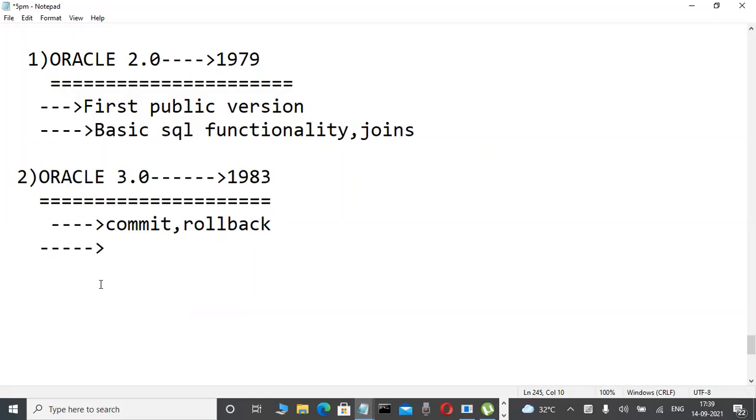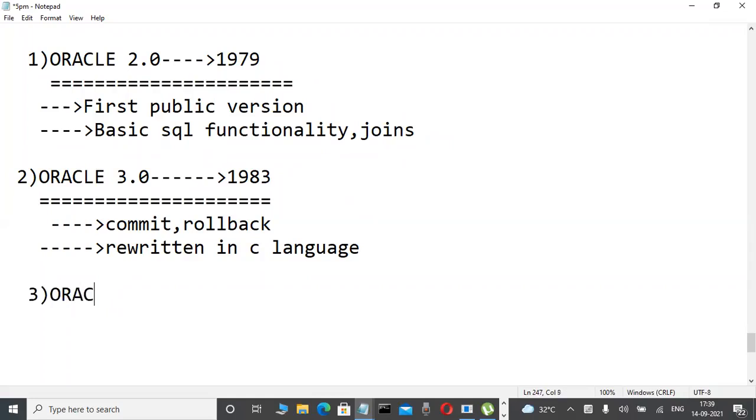They are writing in C language. Rewritten in C language. Okay? Some terminology purpose. Next version.